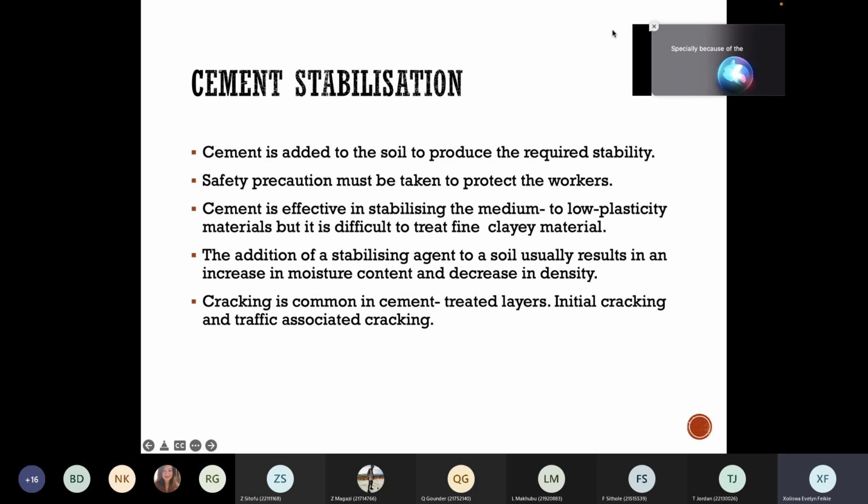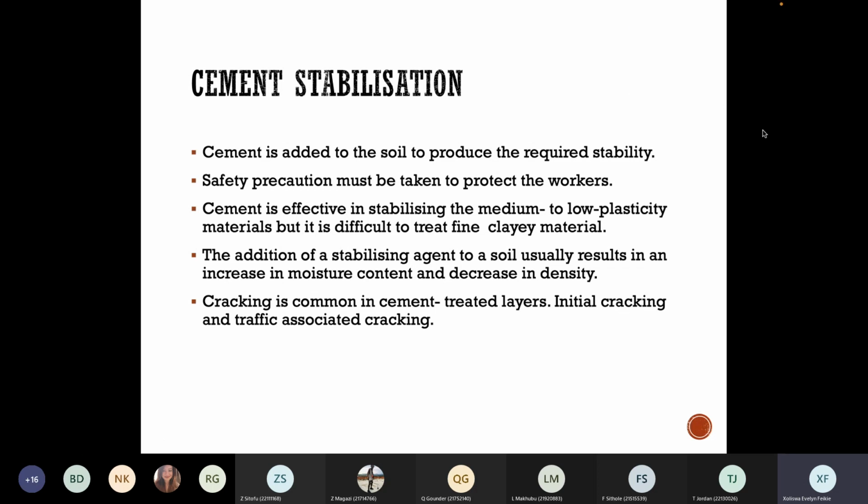So what happens is cement, for it to harden, there is a hydration process, and it includes cement heating up, and then it will harden. So you need to make sure that you take safety precaution. Cement is effective in stabilizing the medium to low plasticity material, but it is difficult to treat fine clay material.